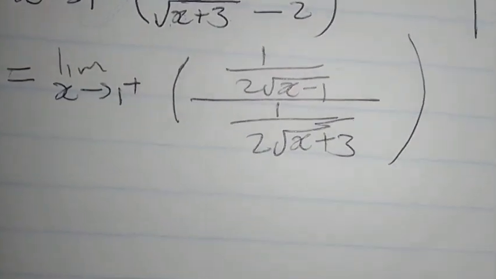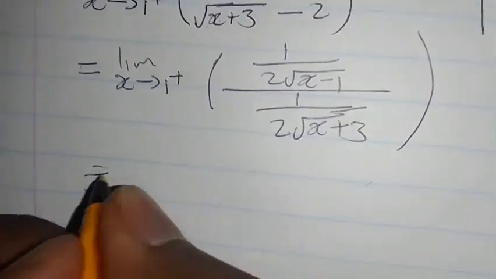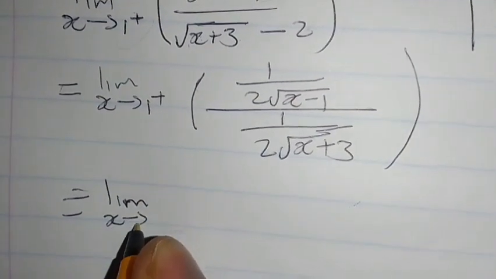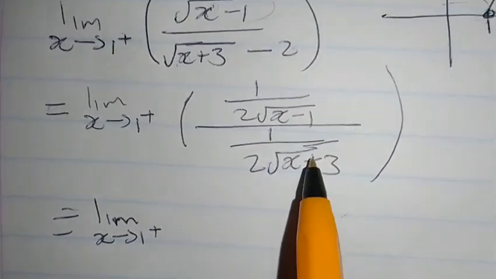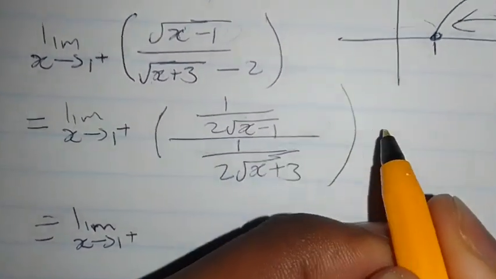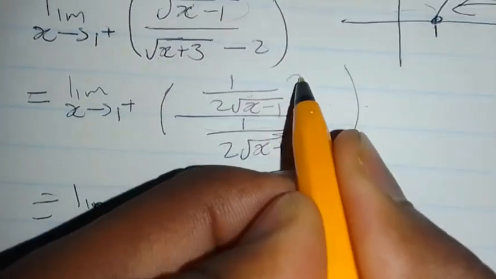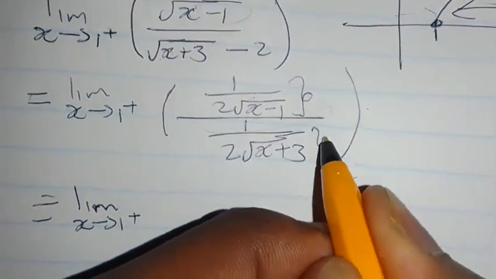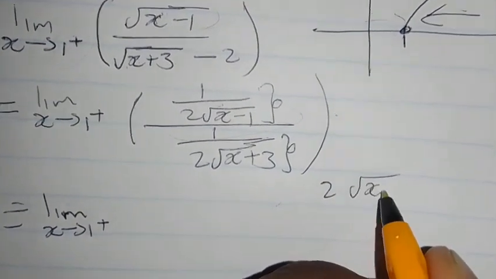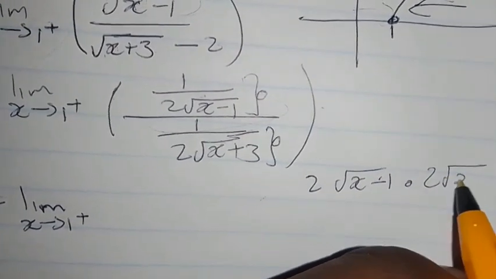But now notice that you can do some quick algebra and simplify that. So you have the limit as x approaches 1 from the right. You're just going to multiply both the numerator and the denominator by 2 the square root of x minus 1 multiplied by 2 the square root of x plus 3.